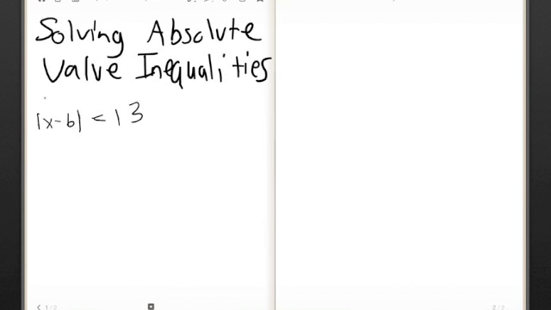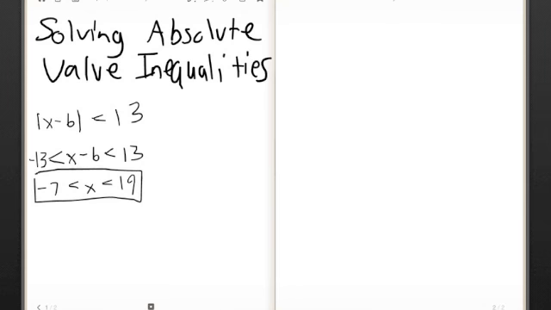Well, it's going to have to be the actual value of it. The number is going to be less than 13, and it also has to be greater than negative 13. So x minus 6 has to be less than 13, and it also has to be greater than negative 13 in order for its distance, which is what absolute value is, in order for its absolute value to be less than 13. Now we can just solve this like a regular compound inequality. Add 6 to everything.